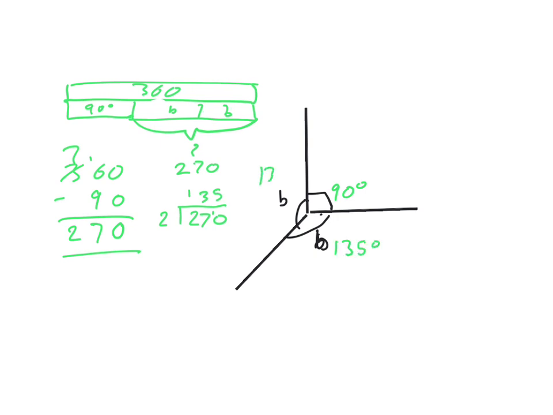B is 135 degrees. Let's add them up to check they're right. So 135 add 135 add 90. If I'm right, the answer will be 360. 5 add 5 is 10. Okay, 9 add 1 is 10. Add 3 add 3 is 16. 1 add 1 is 360, which means I am right.